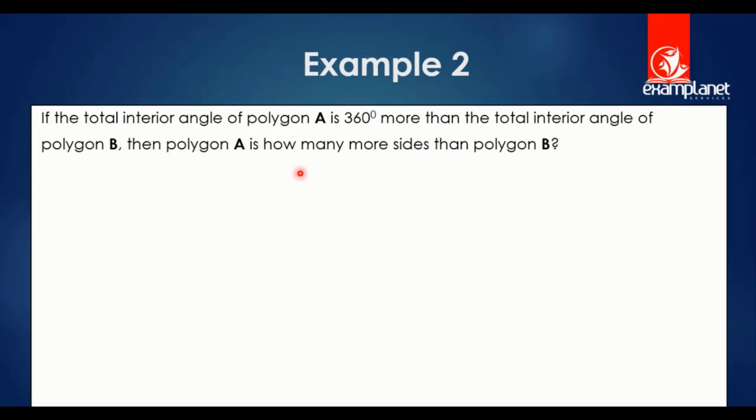I can tell you this is one of the hard questions you can see in GRE, but if you remember that point, you solve it in 5 seconds. You don't need to calculate anything. Since the total interior angle of A is more than that of B by 360 degrees, that's twice 180, polygon A must have 2 more sides than polygon B. Hence, our answer here will be 2.